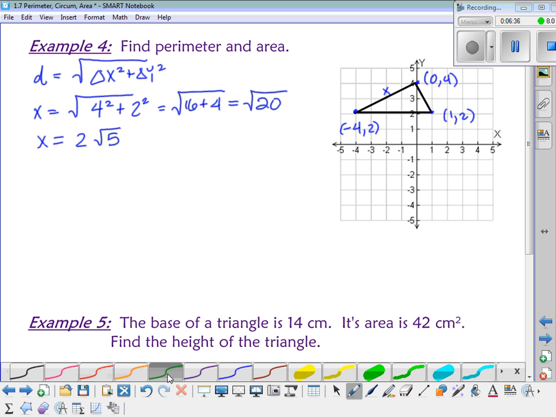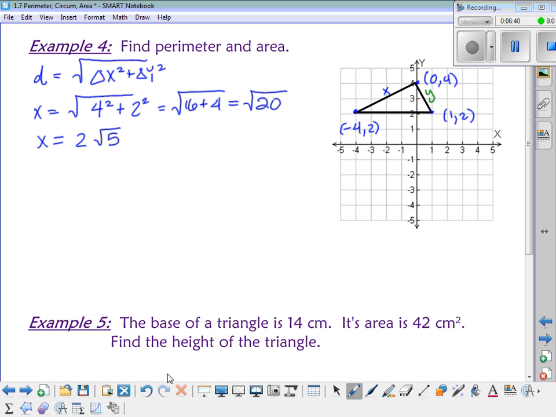Then if I want to call this side over here on the right y, and do the same process again, the change in x squared and the change in y squared. So going from 0 to 1, my x changed by 1, and going from 4 to 2, my y changed by 2. So the square root of 1 squared plus 2 squared, that's 1 plus 4, or the square root of 5.